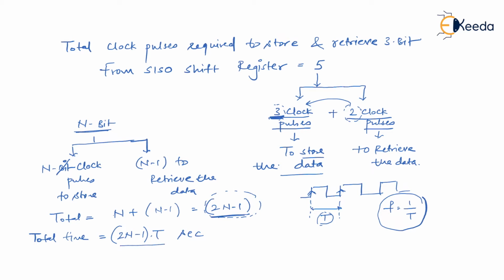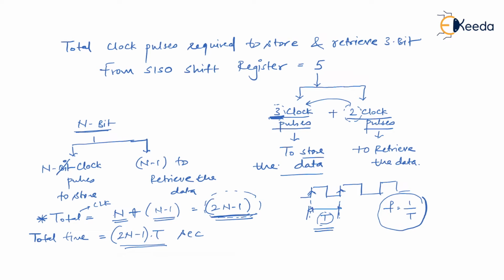And from this, if you take the total time period and inverse it, you will get a frequency. This frequency will tell you the speed at which it is transferring the data, and the unit will be bits per second, isn't it? So I'm sure you understood this serial in, serial out shift register. For n bits, you require n clock pulses to store and n minus 1 clock pulses to retrieve the data. So the total clock pulses are n for storing and n minus 1 to retrieve, so total clock pulses are 2n minus 1.